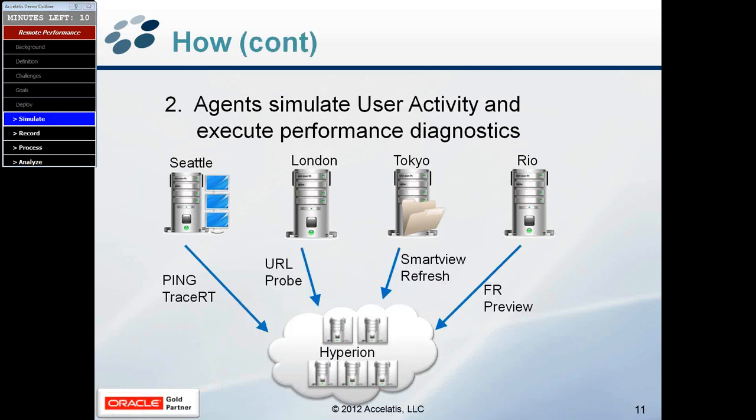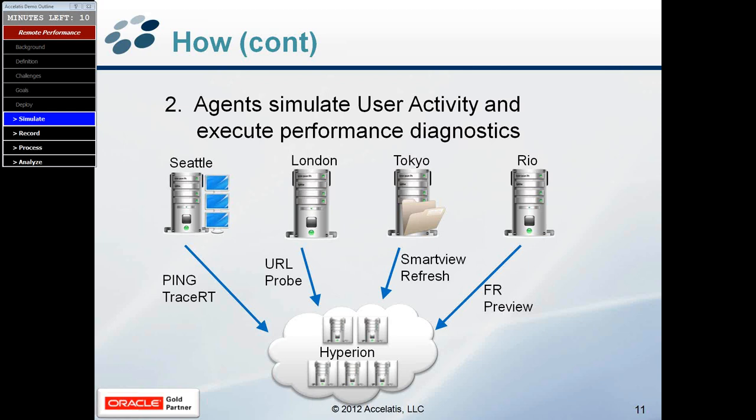The second step is that the agents get remotely instructed from the core Excelus user interface, and they can be instructed to perform any number of tests. Generally, what we do at almost every remote performance client is to have them run various network tests, things like pings and trace routes, so that we can collect information that is focused purely on the network. So it basically takes Hyperion out of the picture, and we can isolate what's happening on the network, both in response time as well as details in terms of how the calls are getting routed through the network.